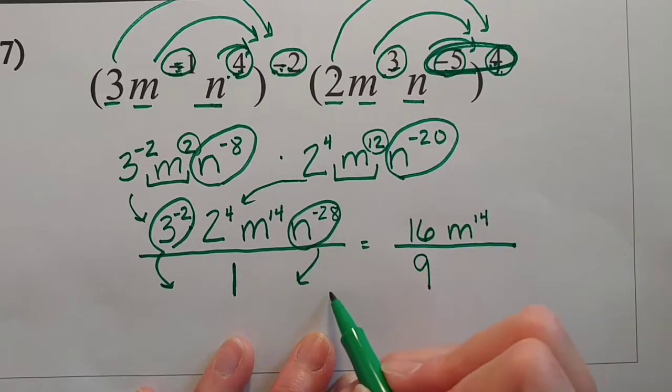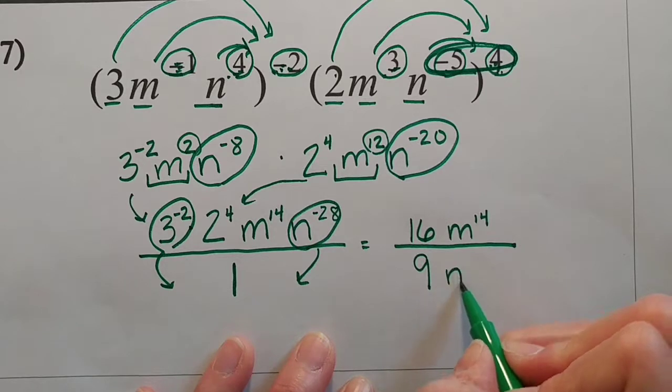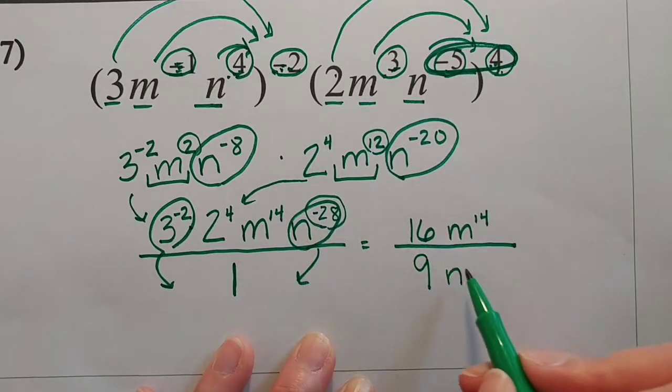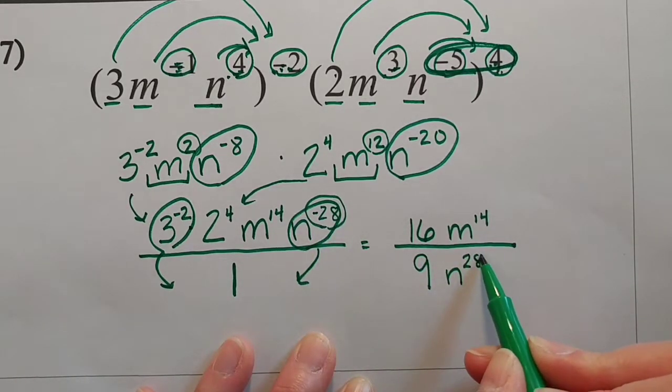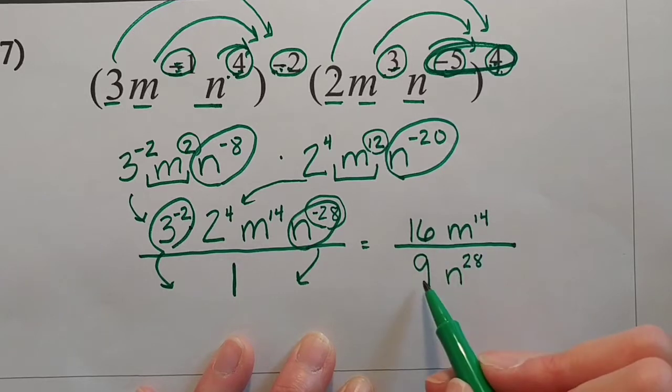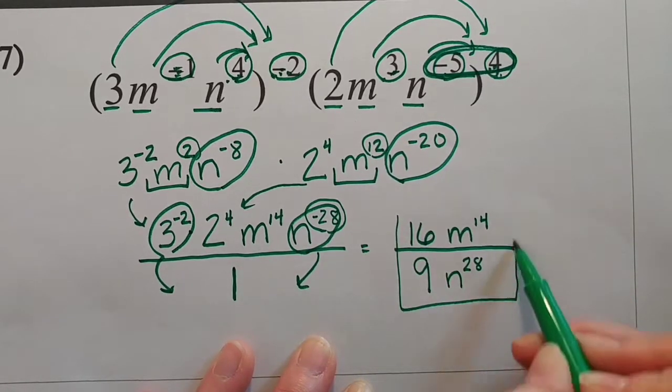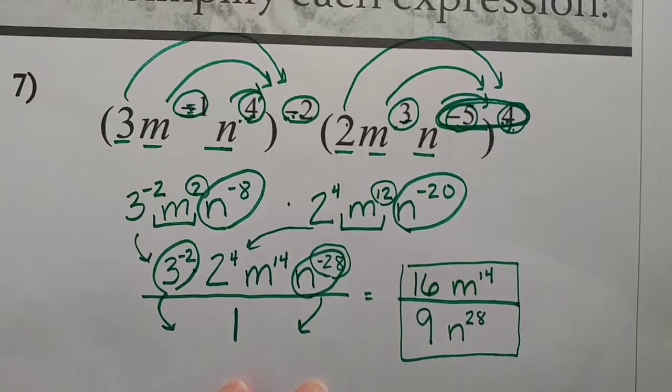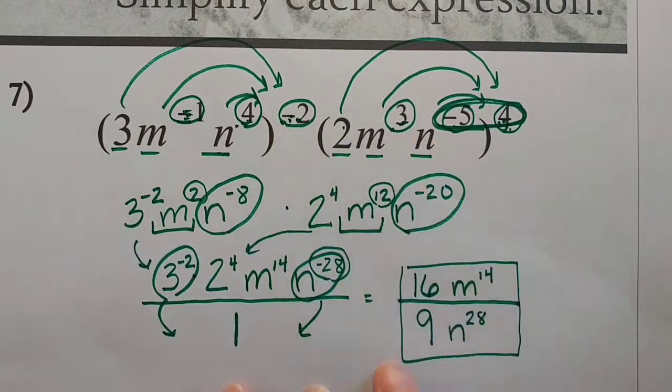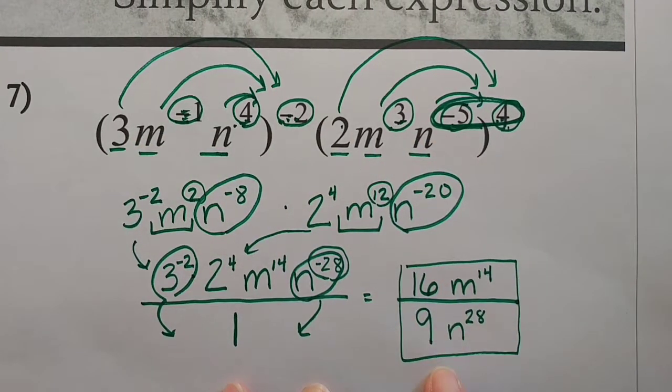N has to come downstairs too. When it comes down, the exponent will become positive. I don't think we can simplify 16/9, so this looks like our final answer. Not bad. We started with all of this, and we end up completely simplified down here.